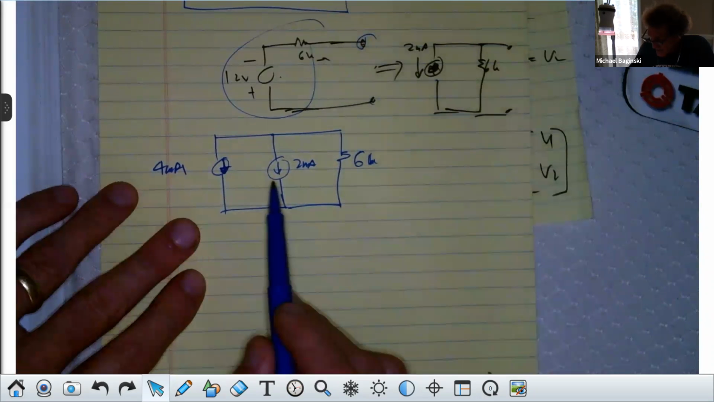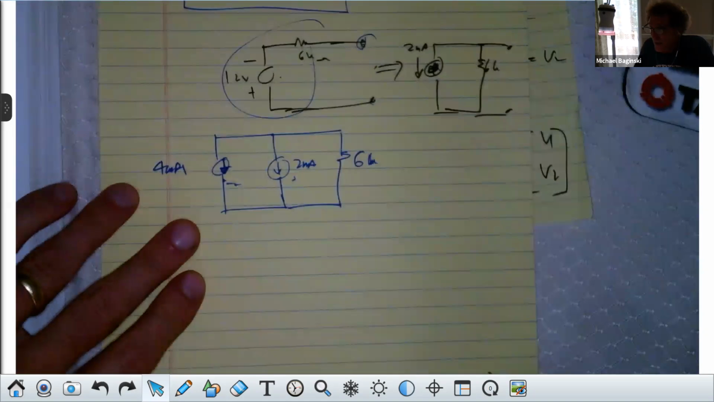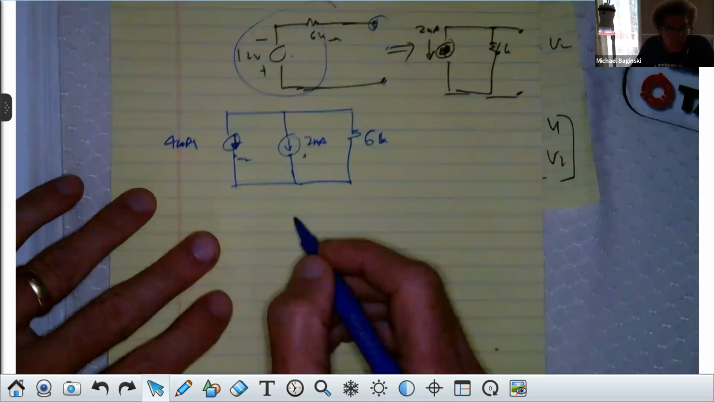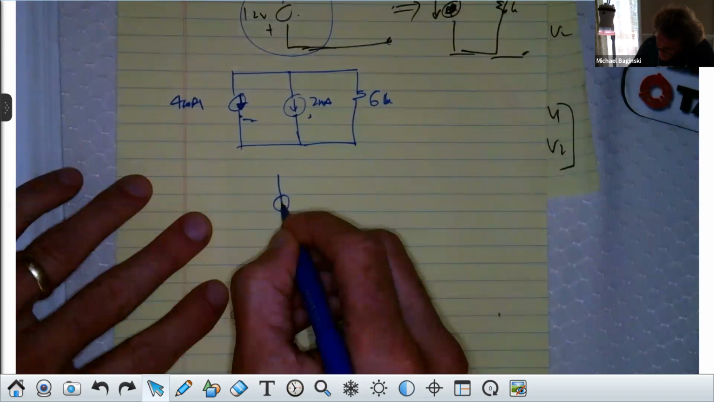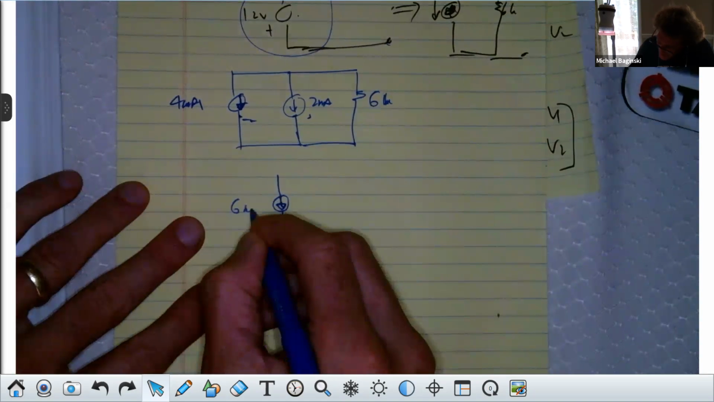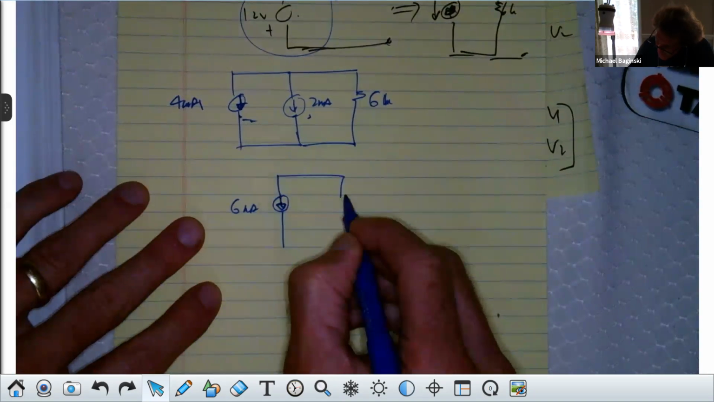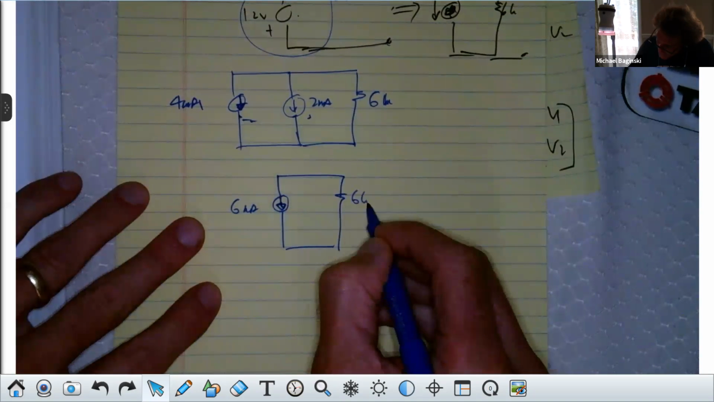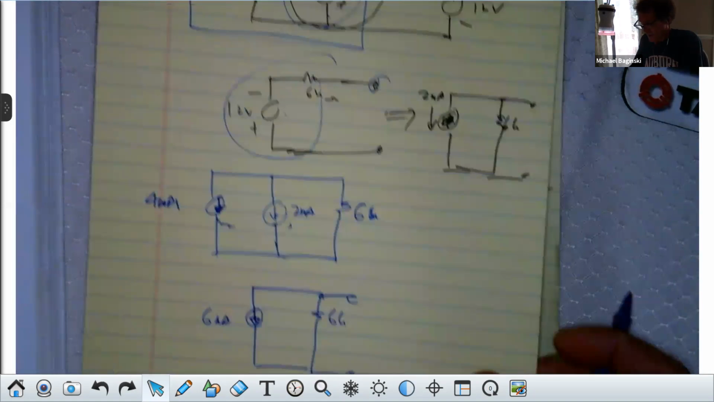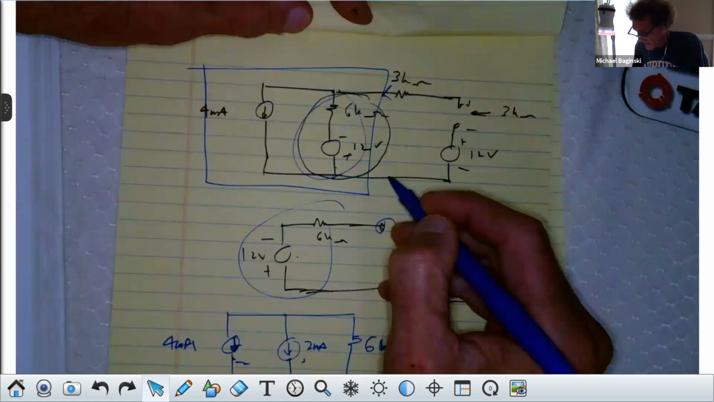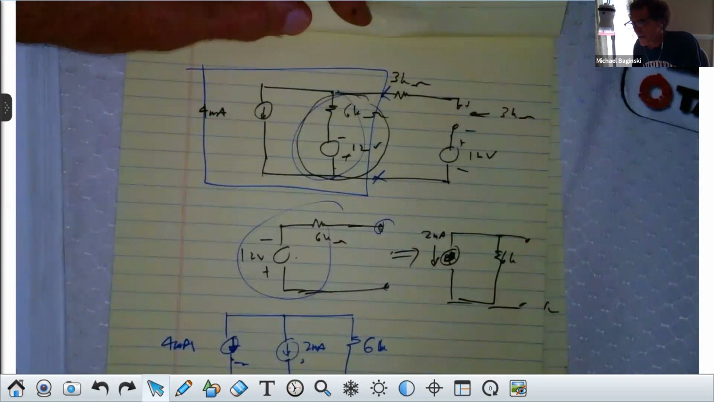You all see I can add these 2 together? Do you agree with me? I got 2 and I got 4, that's 6. So I can take these 2 and make it simply a single current source. And that would be simply 6 milliamps down in parallel with 6K, right? And that would be across these 2 points right here. Do you agree with me?